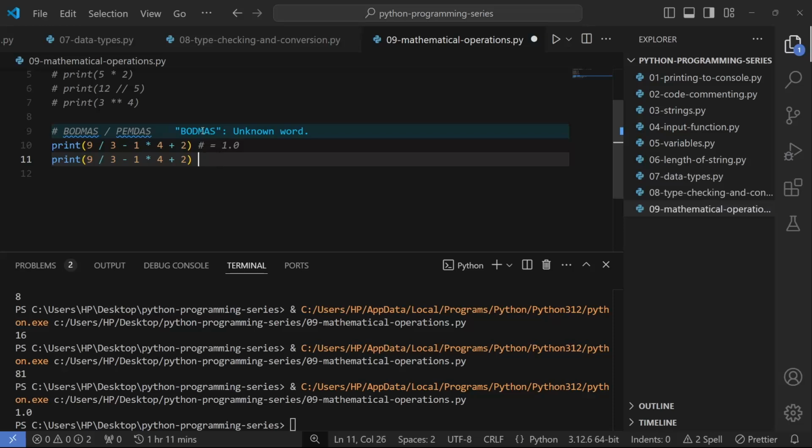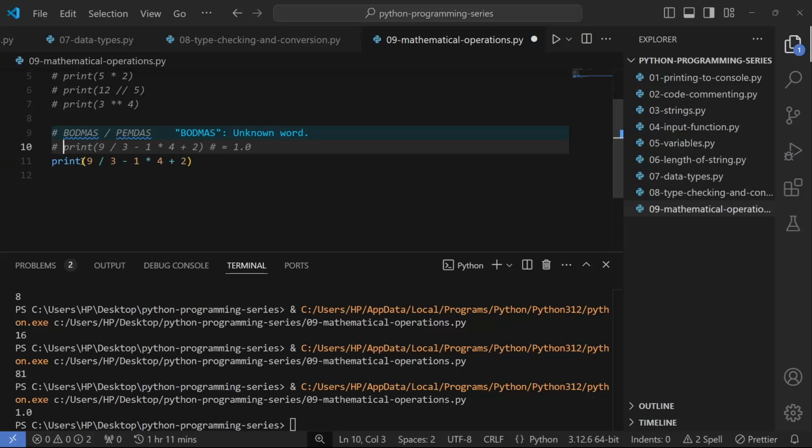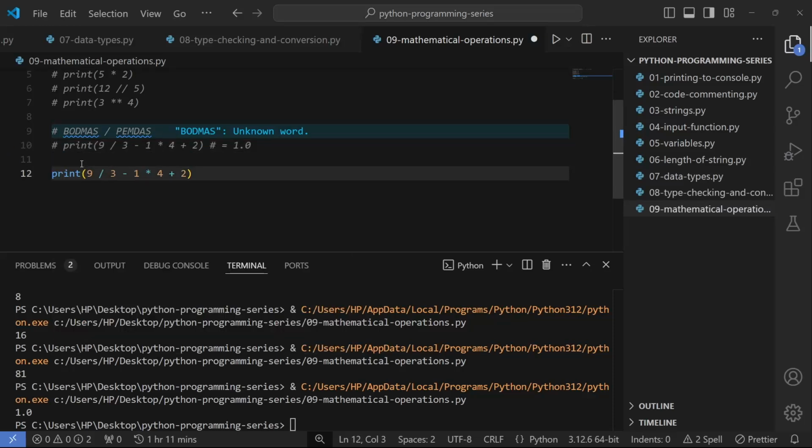Let me comment that out with a hash. Okay, so we can rearrange this and say 9 minus 3 divided by 1 multiplied by 4 plus 2. So what are you going to have as a result? You can pause the video and calculate that before we run the code. Okay, so what do you get? Let's see if you're actually correct. If we run that, what do we have as our answer? We have negative 1.0 as our answer.